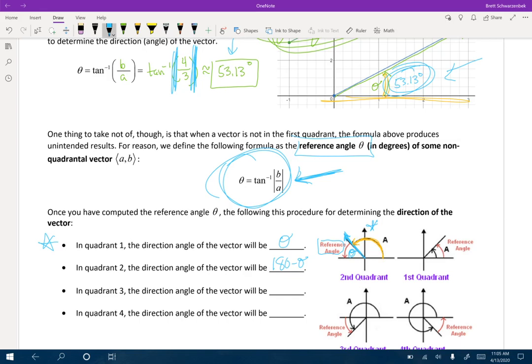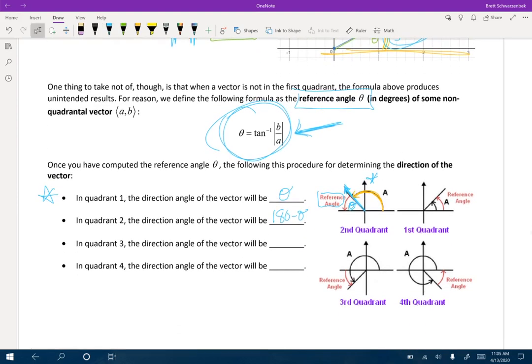Let's try this again. If you look at quadrant 3, let me go to blue here. If you wanted to use this formula, it would give you the reference angle, which is right here, to the x-axis of the vector.